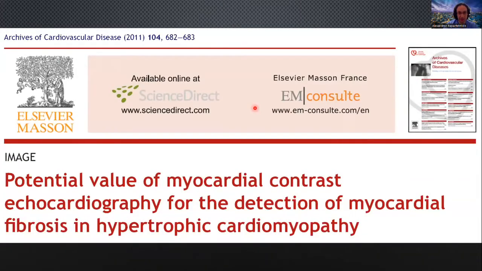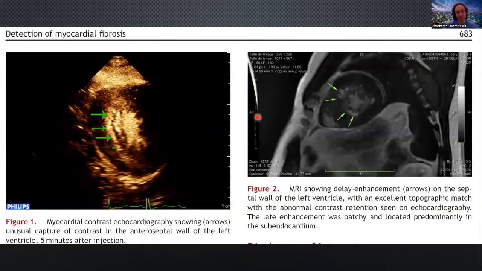Some researchers set up the potential value of myocardial contrast echocardiography for detection of myocardial fibrosis in hypertrophic cardiomyopathy. What they did, they gave contrast to a patient with HCM. And what they say here is that myocardial contrast echo shows unusual capture of contrast in the anteroseptal wall of the left ventricle 5 minutes after injection. So they tried to mimic the late gadolinium enhancement. And this is the LGE image, and you can see the LGE in exactly the same spot right here.